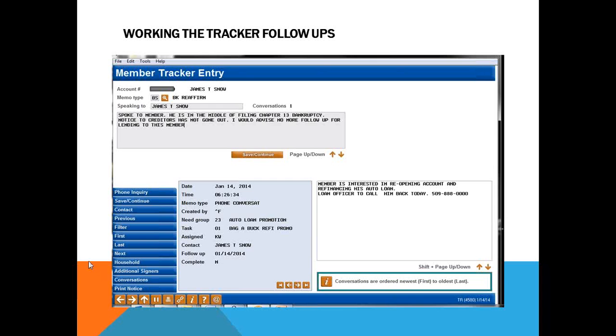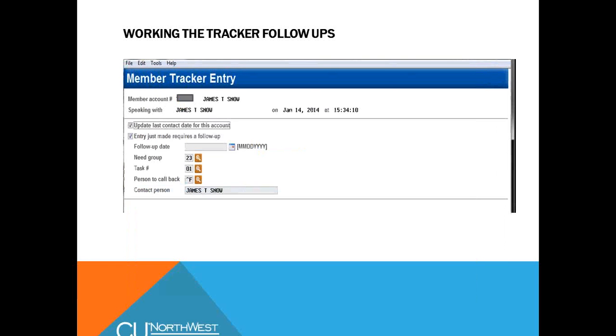The options on the left, again, are the same as the previous tracker entry. We can jump to phone, household, conversations. Now at this point, we can go ahead and click Save to continue.